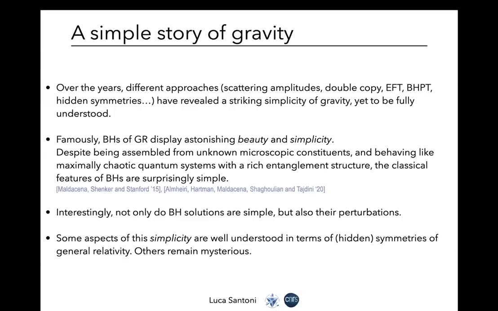So of course, a lot of things have been said, so I will not repeat, but let me just stress once again a very simple thing that I think is obvious to everyone, that in the past few years, different methods going from scattering amplitudes, double copy, EFT, black hole perturbation theory, and so on, have revealed the striking simplicity of gravity, and in my opinion, yet to be fully understood. For instance, black holes in GR are famously assembled from microscopic constituents, but behave like maximally chaotic systems with a rich entanglement structure. But still, the classical features of black holes are surprisingly simple, okay?